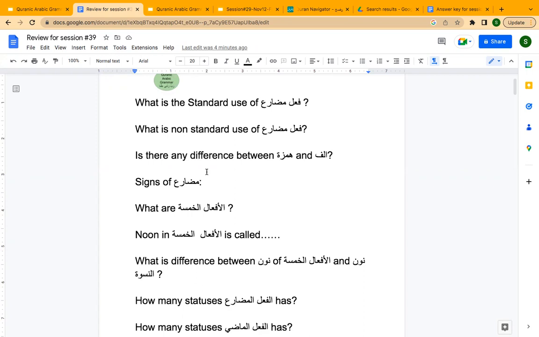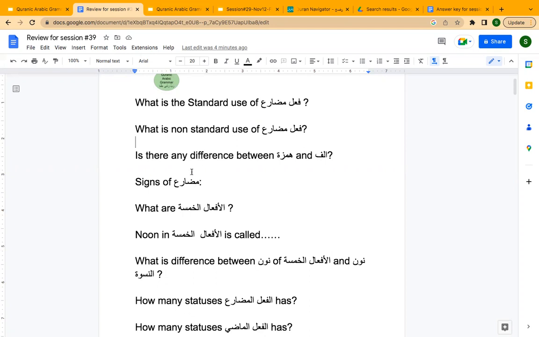Anita, very well done. So A in Anita represents Hamza, right? N is Noon, and I is Yaa, right? So Anita, very well done. So you never say that your sign of mudari is alif, because alif can never be seen in the beginning of the word, okay?